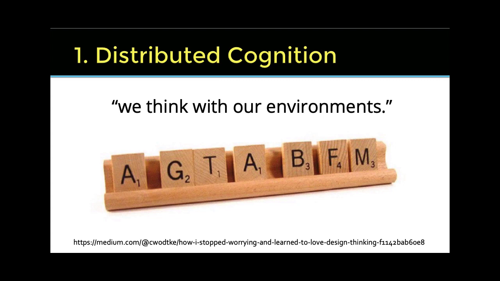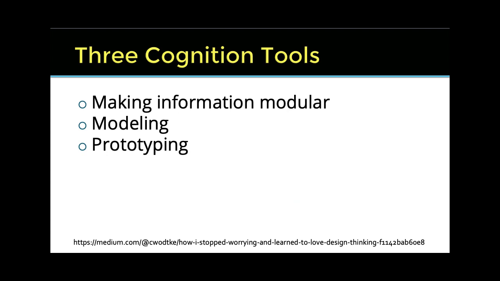And what that theory means is that we don't just think with our brains, we also think with our environments. It helps us think to be able to rearrange our Scrabble tiles. It helps us think to be able to rearrange the cards in our hand. It helps us think to put ideas on sticky notes and put them up on the wall. So this is a great way of explaining why in design thinking processes we use so many sticky notes. It's a question of making information modular.